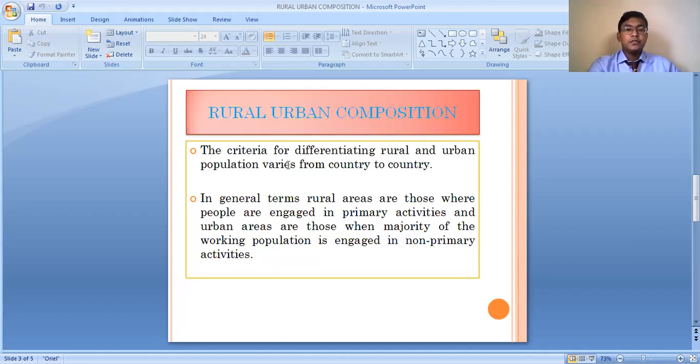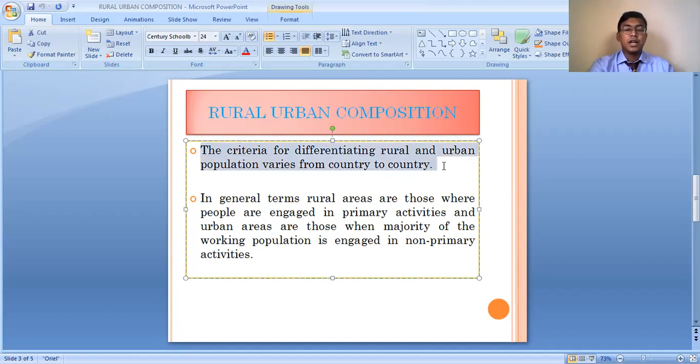The criteria for differentiating rural and urban population vary from country to country. In some countries, we consider the basis of the population. In the case of India, if the population of a certain area is less than 5,000, and most of the people are engaged in the agricultural sector, then we consider those areas as rural areas.